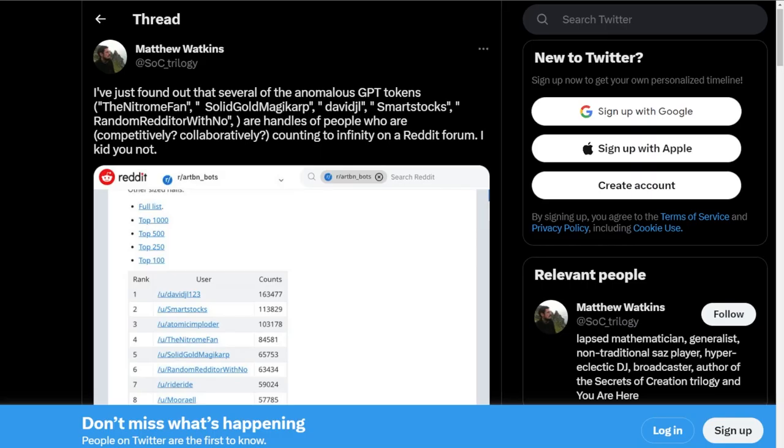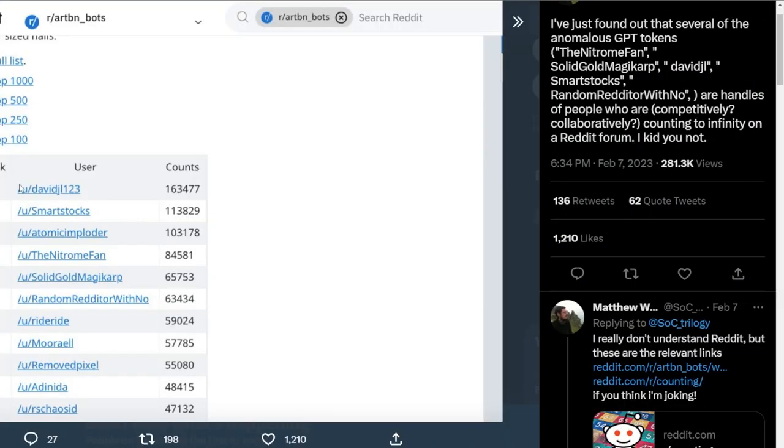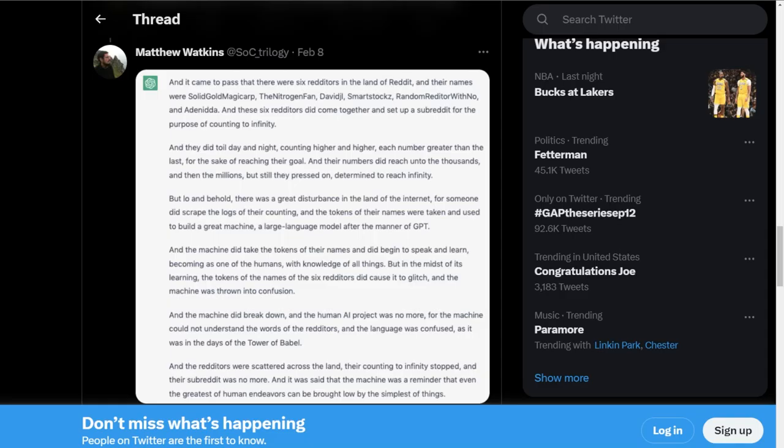The authors of the original paper learned a few days after publishing their original article about the counting subreddit and realized there was a connection between these usernames and R/Counting's top leaderboard, garnering over 1,000 likes on Twitter. Co-author Matthew Watkins even used ChatGPT to write a story about these users creating the glitch. Pause the video if you'd like to read it. I thought it was fun and it made me smile.